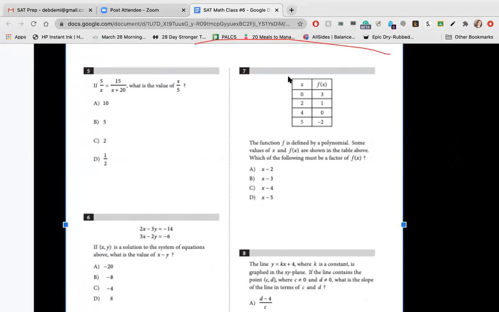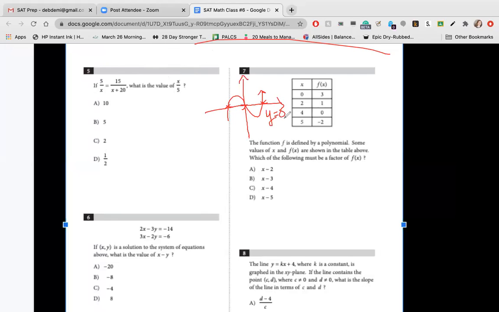So it says the function f is defined by a polynomial. Some of the values x and f of x are shown on the table above. For which must be a factor of f of x? It's like really, who knows what that means? That's really complicated. You're going to need to go back and study the part on functions. But if you drew the function on a graph, the factors are the places where the graph crosses the x-axis. So these would be the factors. I just made up a random one. It might not be the one on here. So the factors are where y equals 0. That's where the factors are.